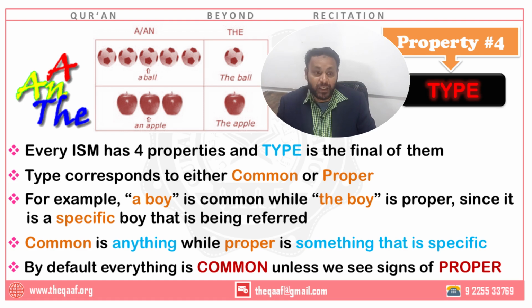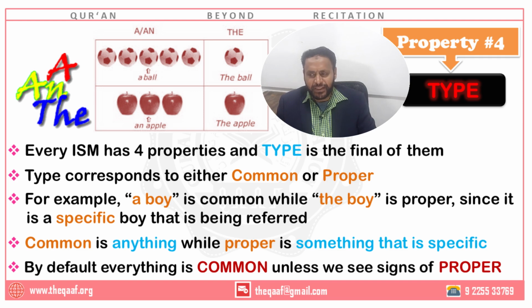A apple, the apple. An apple is any apple. The apple that fell on Newton's head. Now I am talking about a specific apple, not any apple. So when you use the, it is proper. When you use a or an, it is common in English. It is also called definite and indefinite in English. Definite means proper and indefinite means common. So this is what it refers to: common and proper. For example, a boy and the boy. That's why I told you.